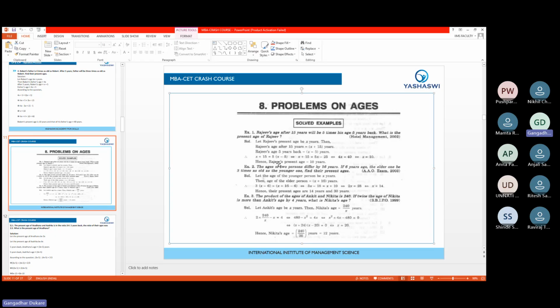Then we solve it: x minus 5x is minus 4x, and then the 15 moves across, giving minus 25 minus 15.